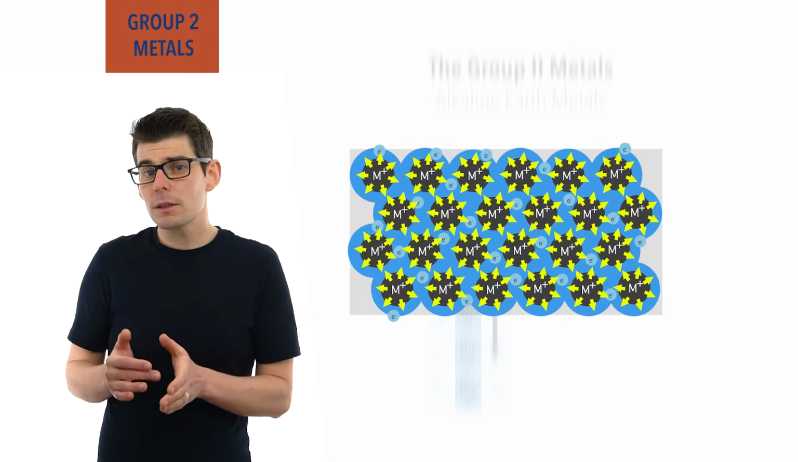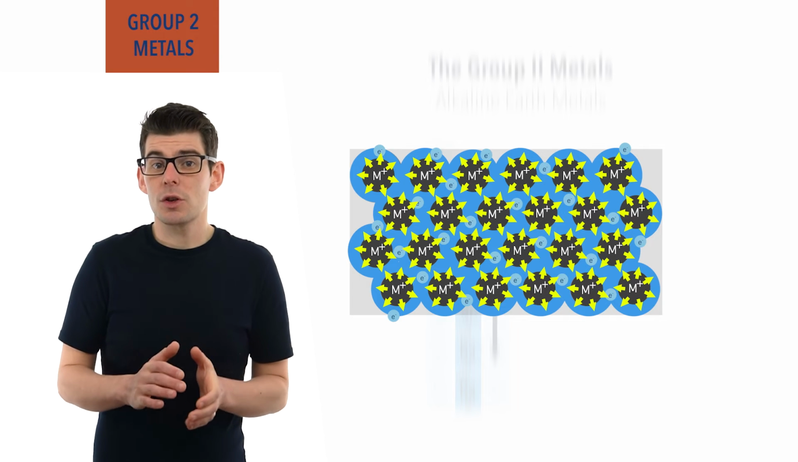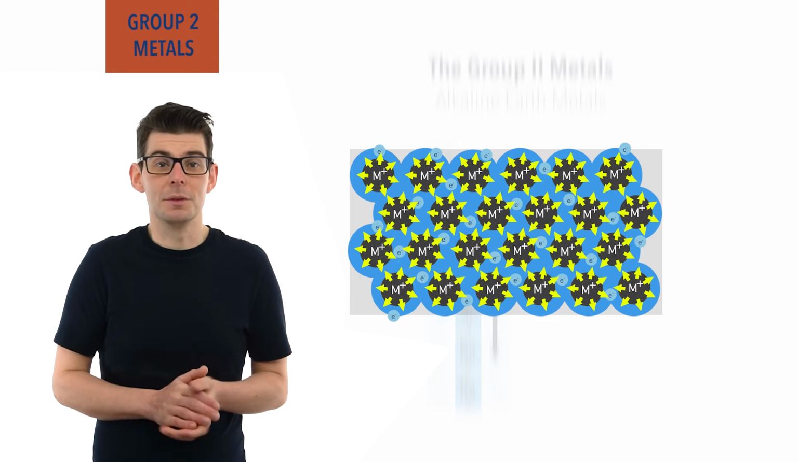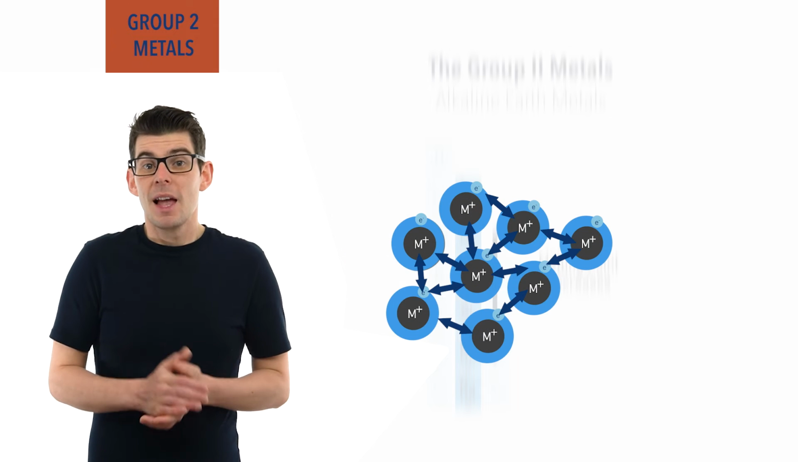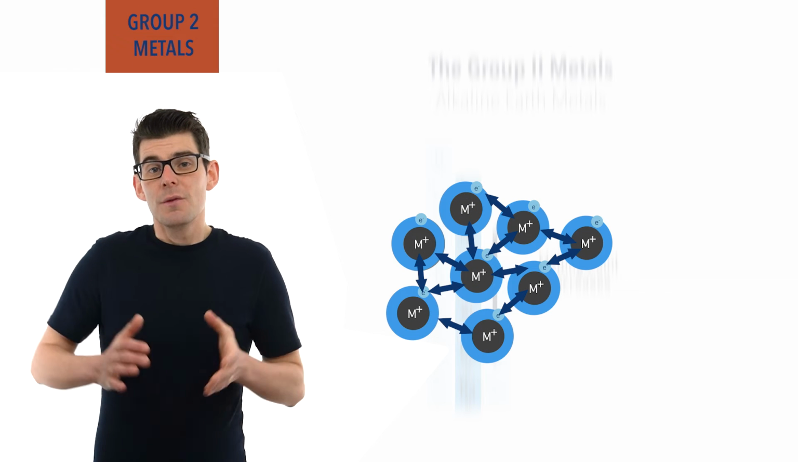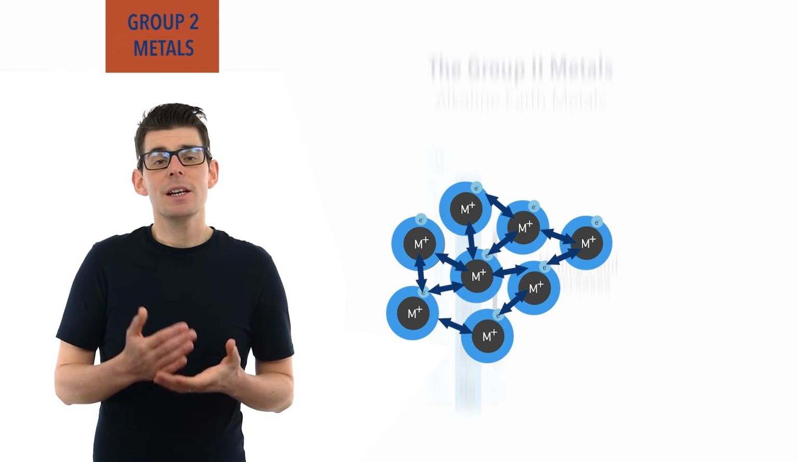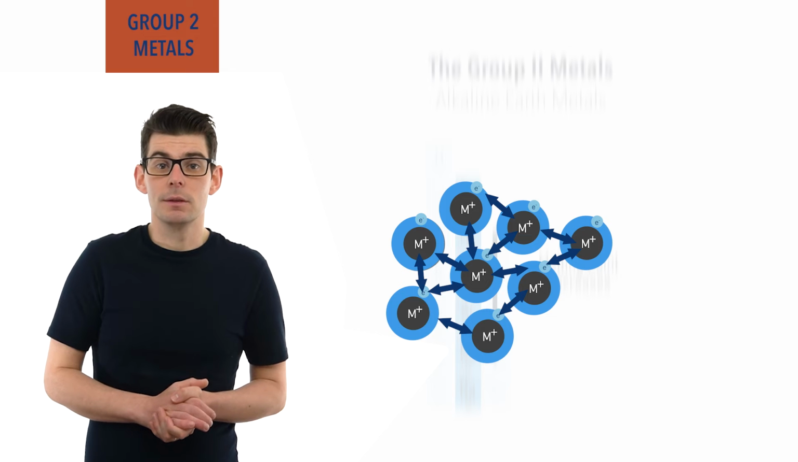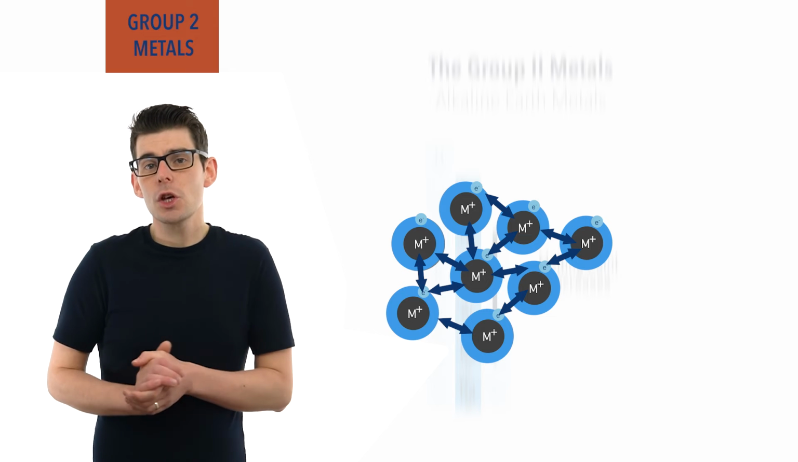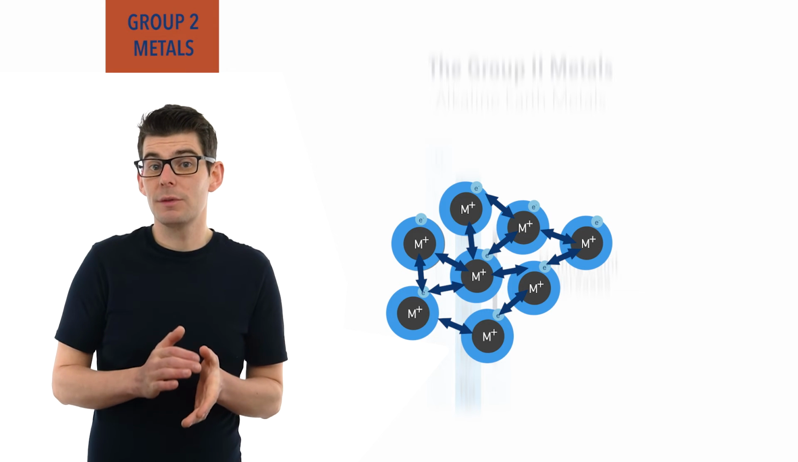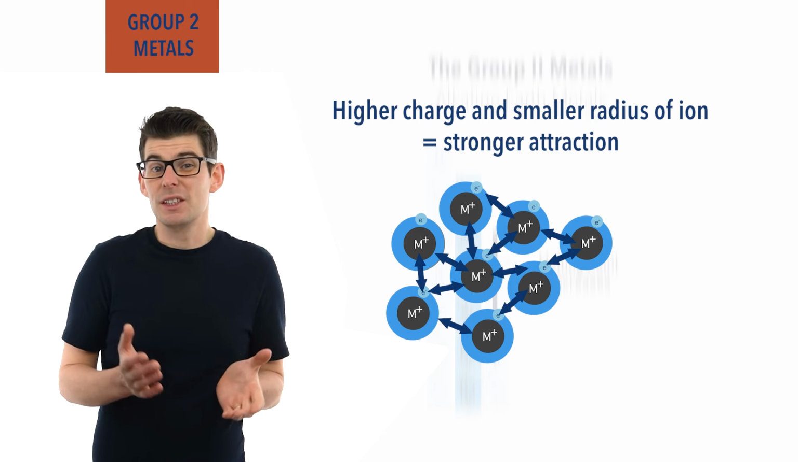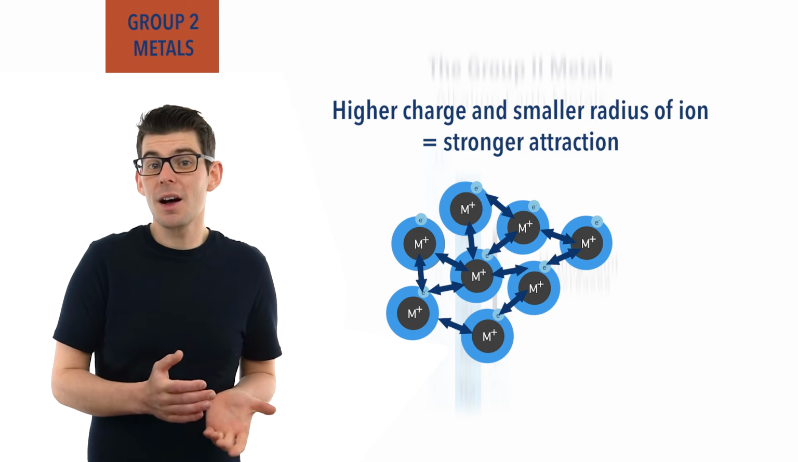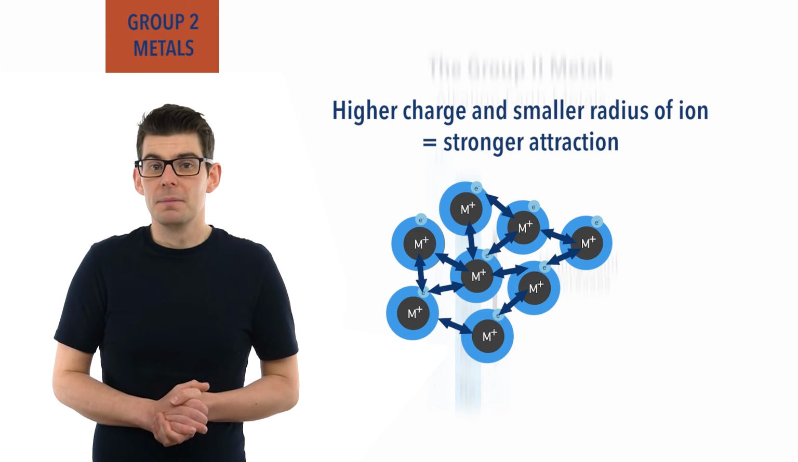To melt a metal then, these forces of attraction between the positively charged ions and delocalized electrons need to be overcome. And the stronger this attraction, the more energy that is required and the higher the melting point of the metal. A high charge to mass ratio of the positively charged ions means stronger attraction. Essentially, the bigger the charge and the smaller the ion, the stronger the attraction.